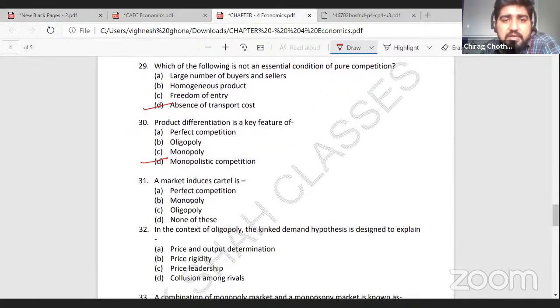A market induces cartel in dash. Cartel means what? Cartel means many sellers come together and form a group. Okay, a market which brings cartel. So what will it result into? A market induces cartel is dash, right, which focuses on cartel. Cartel means now all the sellers will come together and sell, so it will result into what? It will result into monopoly. So monopoly becomes the correct answer, right?